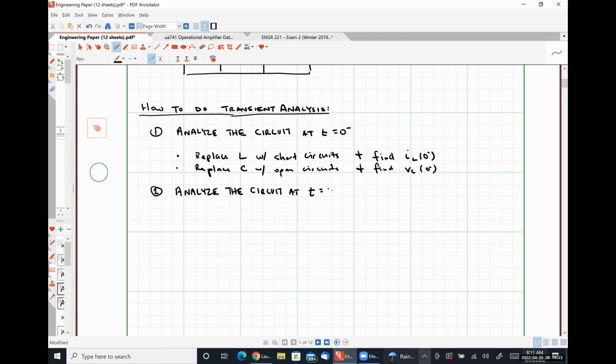So step 2, to analyze the circuit at t equal to 0 plus. And here, we will replace inductors with current sources having the same magnitude and direction as IL at 0 minus.